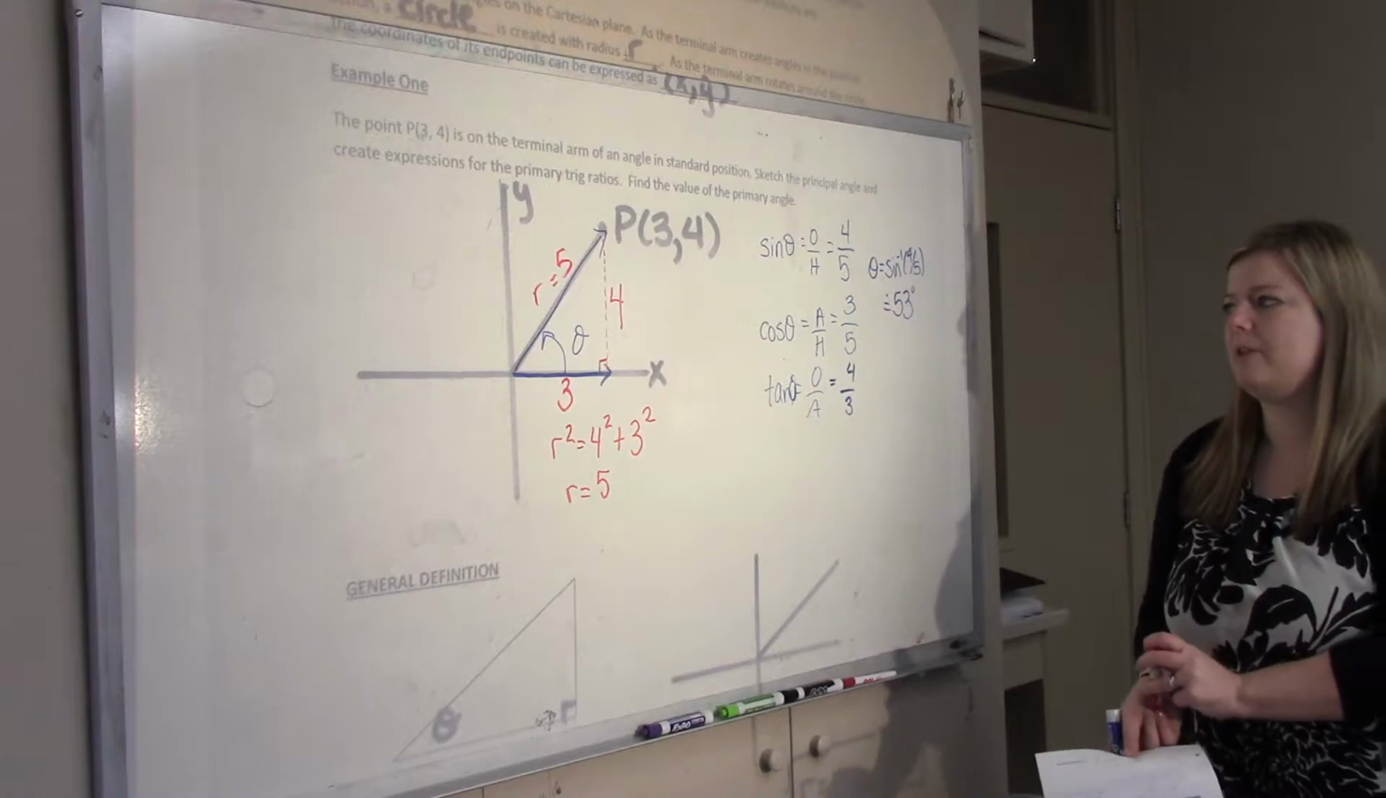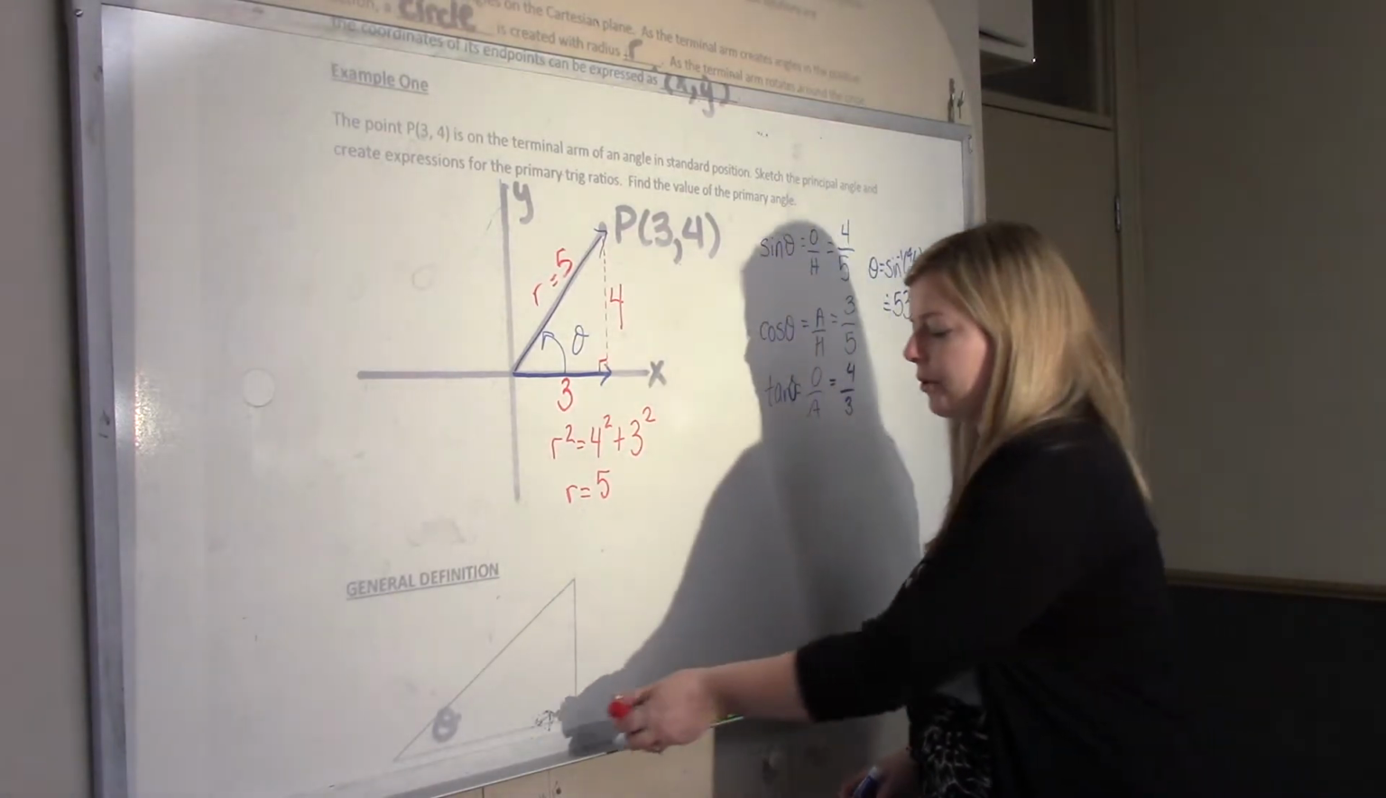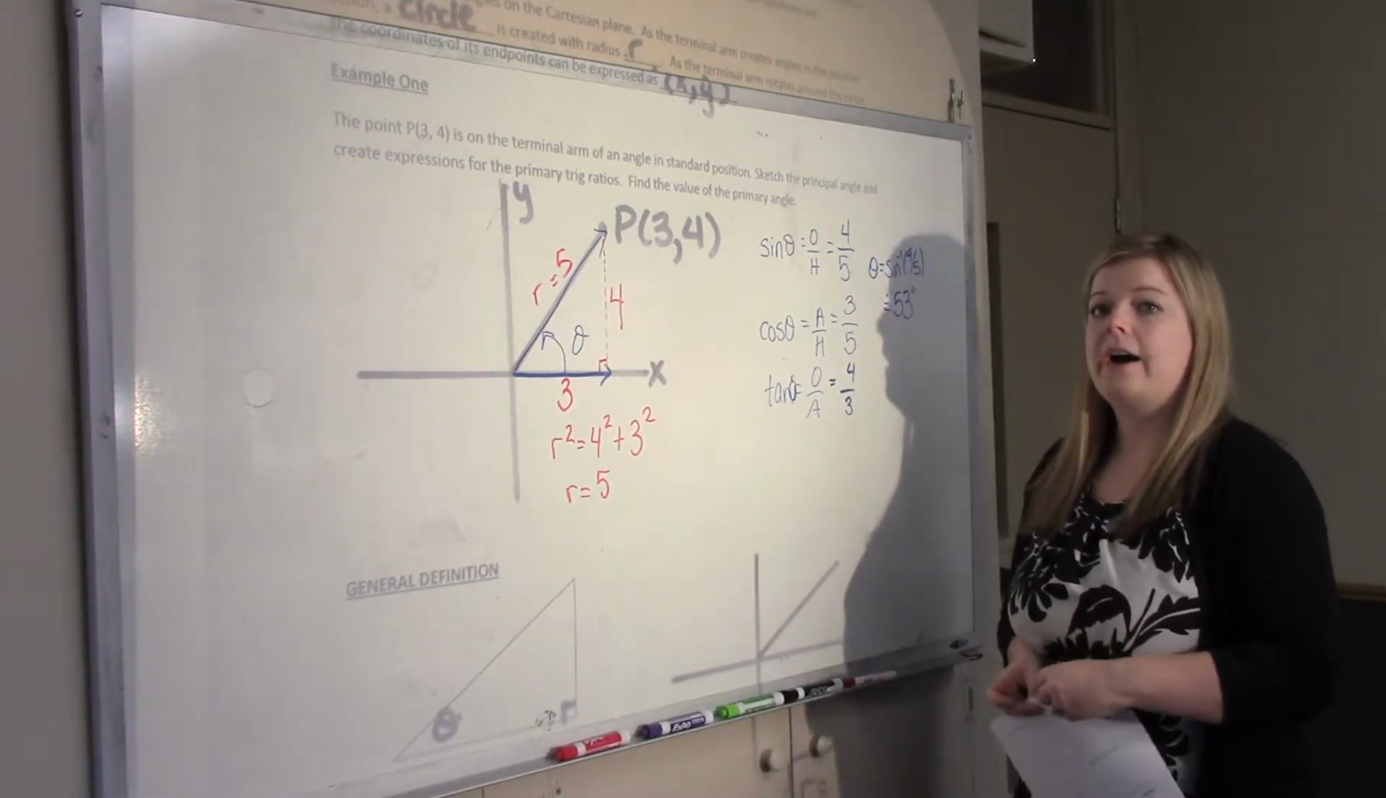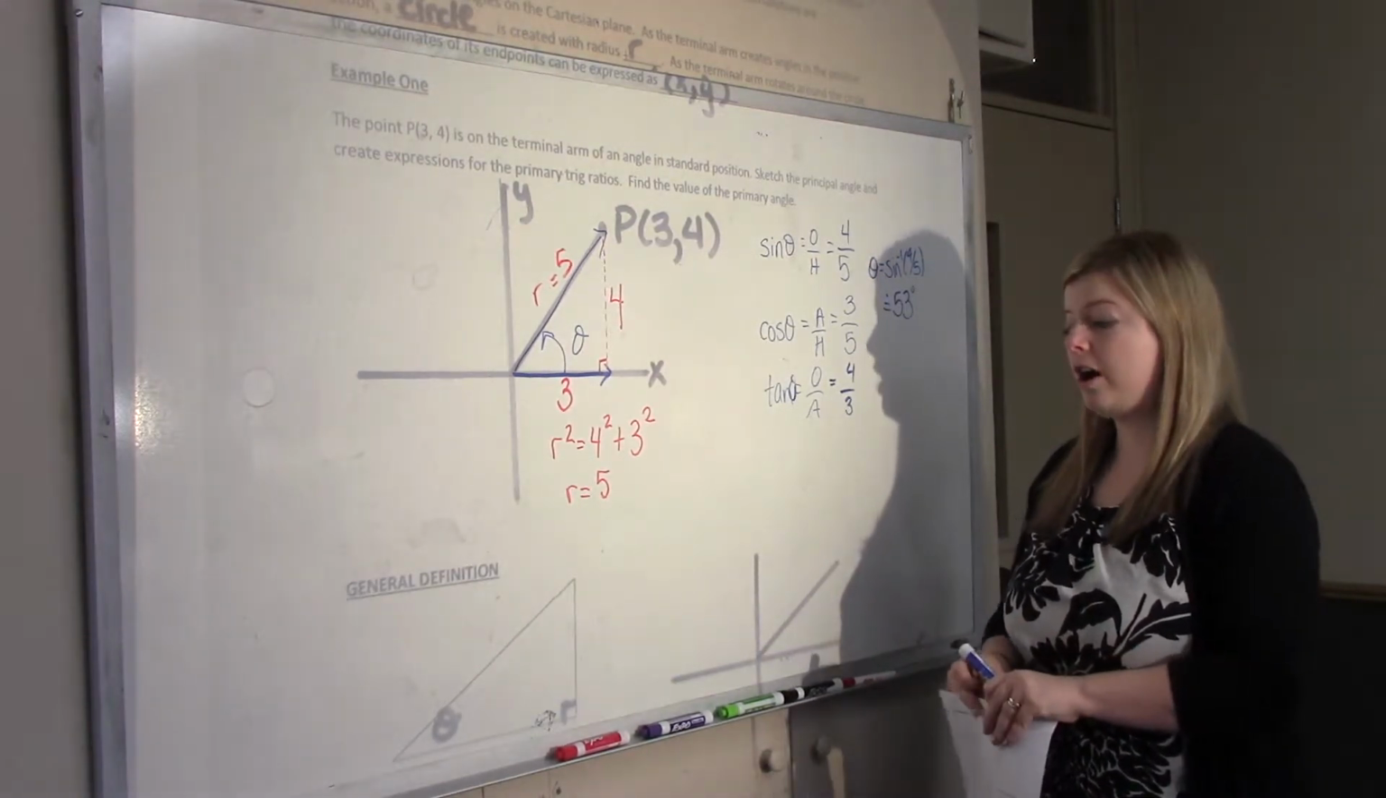So take a look at this example. It's the most basic example, and now we're going to take this example and create a general definition of sine, cos, and tan on the Cartesian plane.